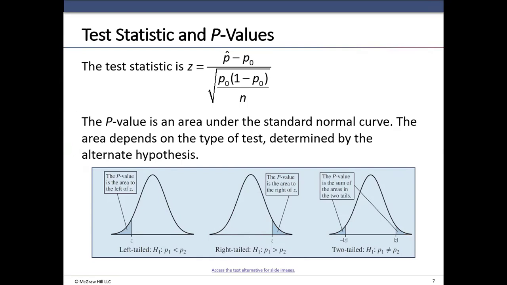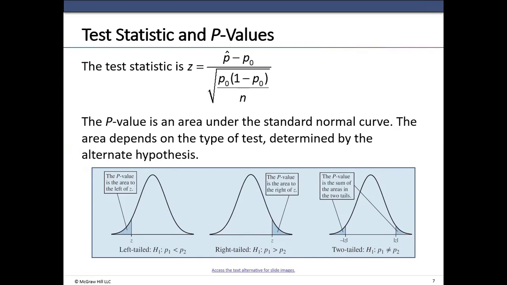So for a left tail test, so p hat is less than p0, the area of rejection of the null hypothesis under the standard normal curve, total area of rejection is equal to the level of significance, and the p-value is the area to the left of the test statistic. That is, it signifies the probability of getting a test statistic at least as extreme as what we have obtained. Okay.